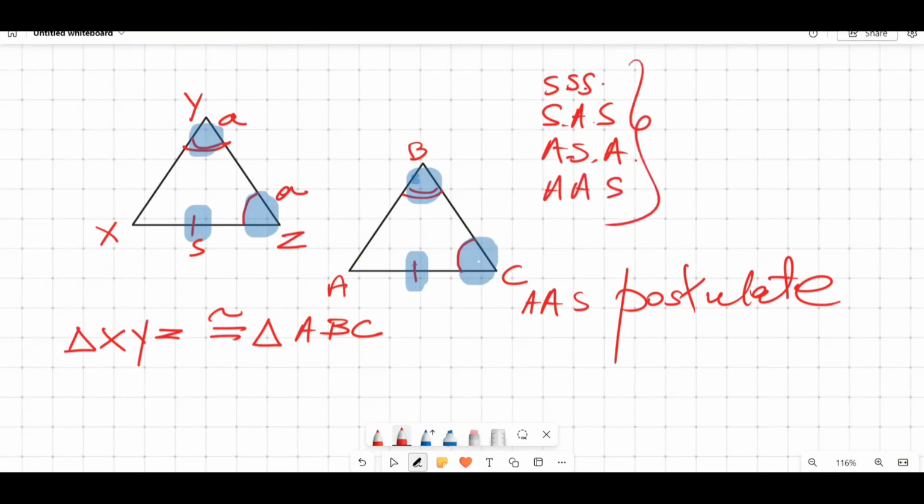In the next video, I'm going to be looking at the hypotenuse leg, where we're going to use the HL postulate. This HL stands for the hypotenuse leg of a right angle triangle.